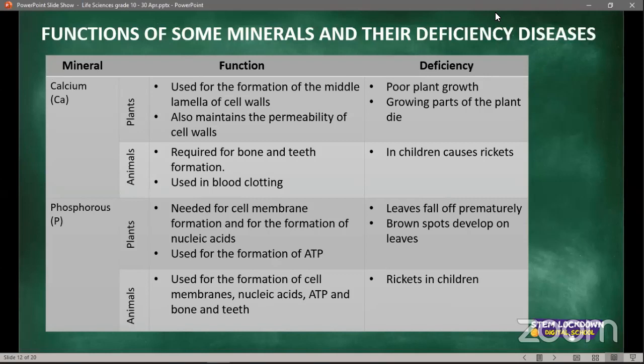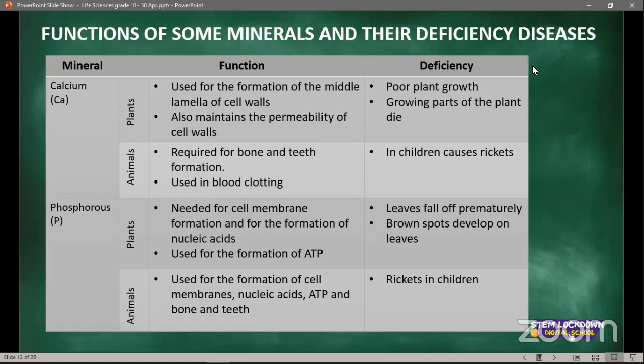Now we're going to focus on the mineral. Miss P is asking, when I say animals, do I include humans? Yes, I do include humans.